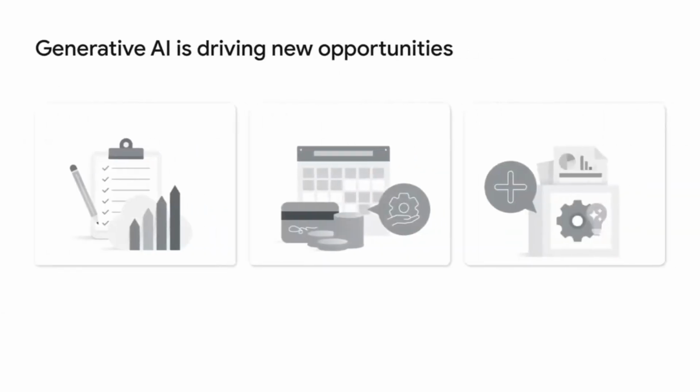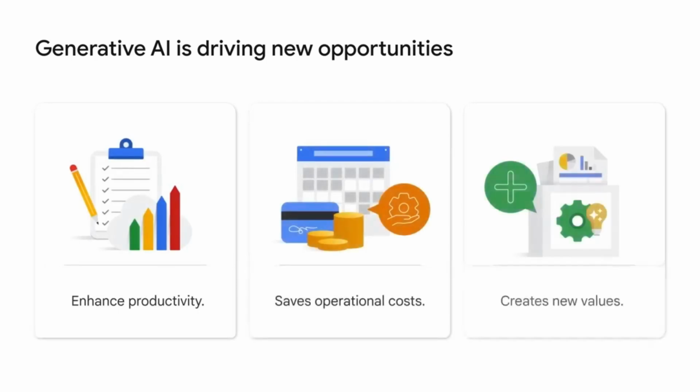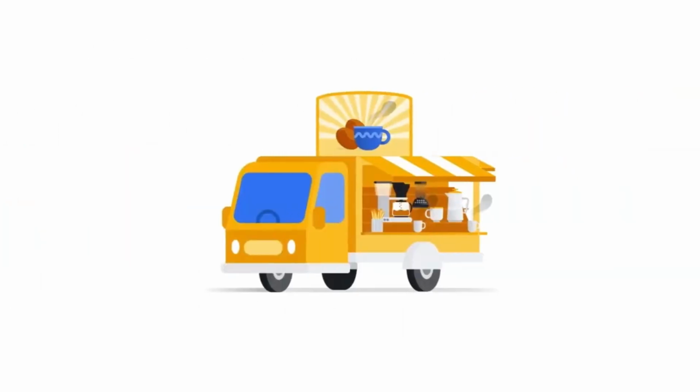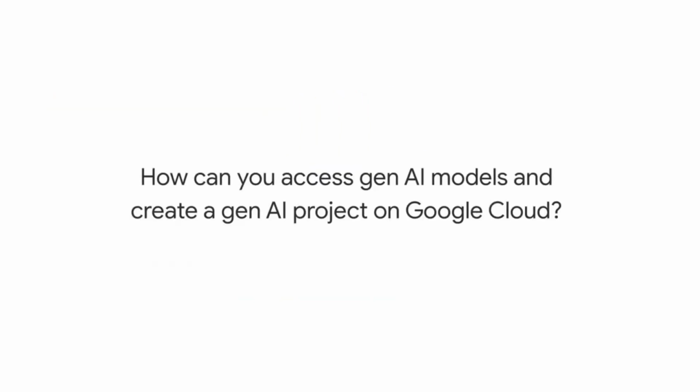Powered by foundation models like large language models, or LLMs, generative AI is driving new opportunities to enhance productivity, save operational costs, and create new values. You might have seen these opportunities in the use case about Coffee on Wheels in Module 1, where you use Gen AI capabilities to automate the marketing campaign, generate customer feedback, and optimize truck routes. This sounds exciting. How can you access Gen AI models and create a Gen AI project on Google Cloud?